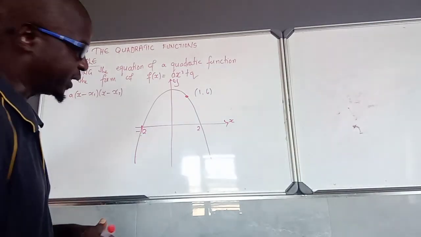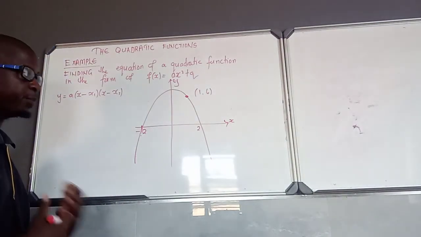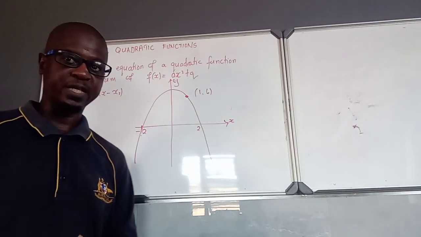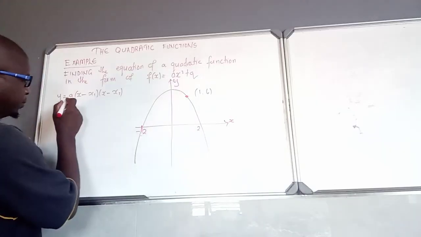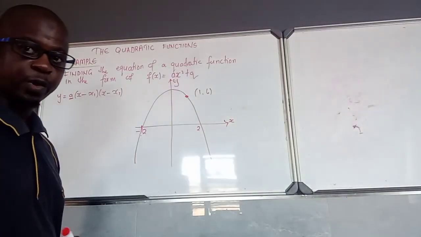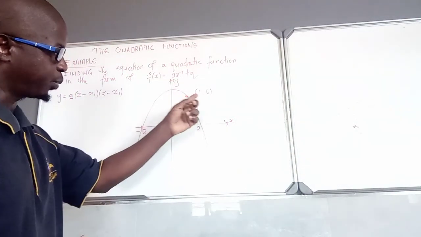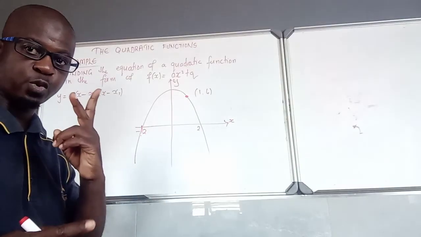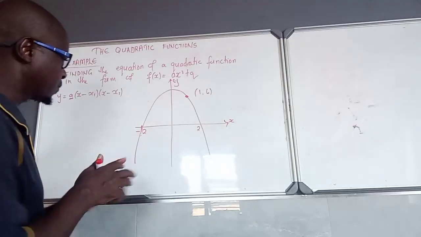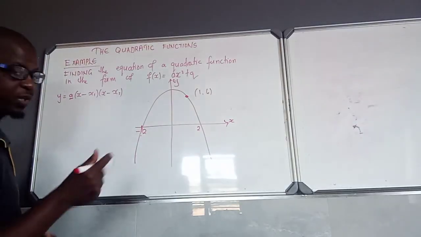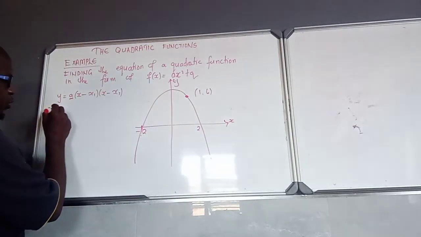What is important here is that there are things we need to find out. We need to find the gradient, and we also need to substitute the point into the given equation. Those are the two most important things that we need to do. We substitute the given points and also find the gradient. So let's, without wasting any time, go straight into it.